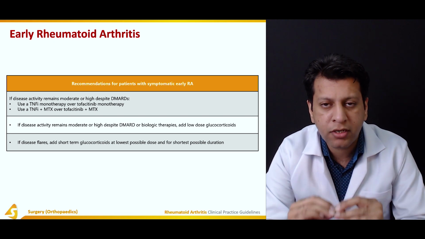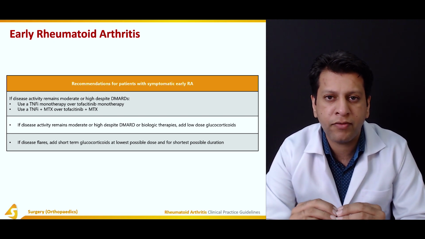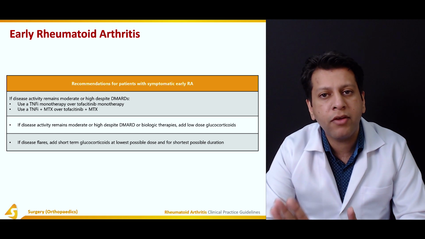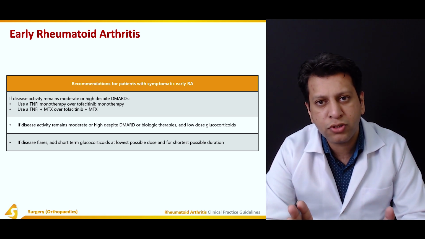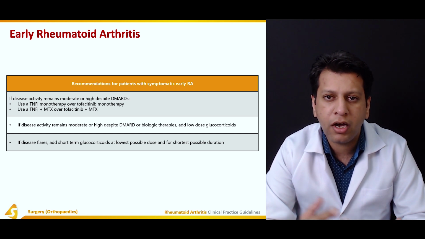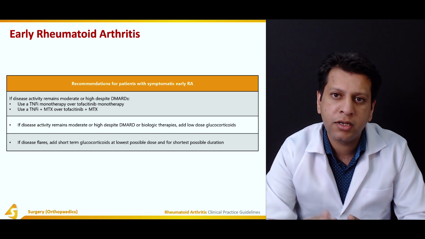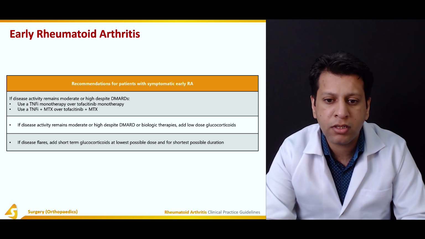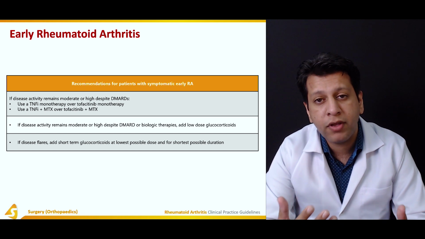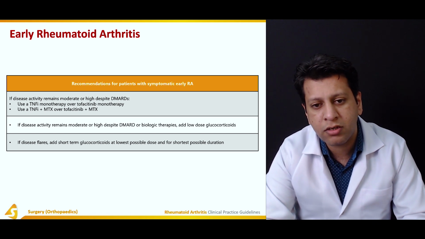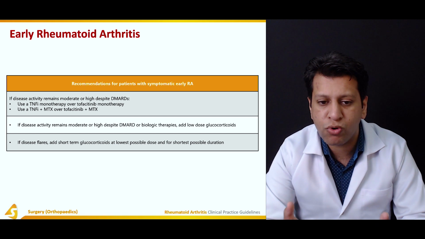Now, what they're trying to tell you is that if there's early RA, you start DMARDs, that is methotrexate. If its response is good, well and good. If not, then there are two ways to do it. Either you combine methotrexate with sulfasalazine and hydroxychloroquine, or you combine methotrexate with TNF inhibitors. The TNF inhibitor and methotrexate combination is better than methotrexate with tofacitinib. But if we have already combined methotrexate with TNF inhibitors and the response is still not good, then the third line of treatment could be the use of glucocorticoids.